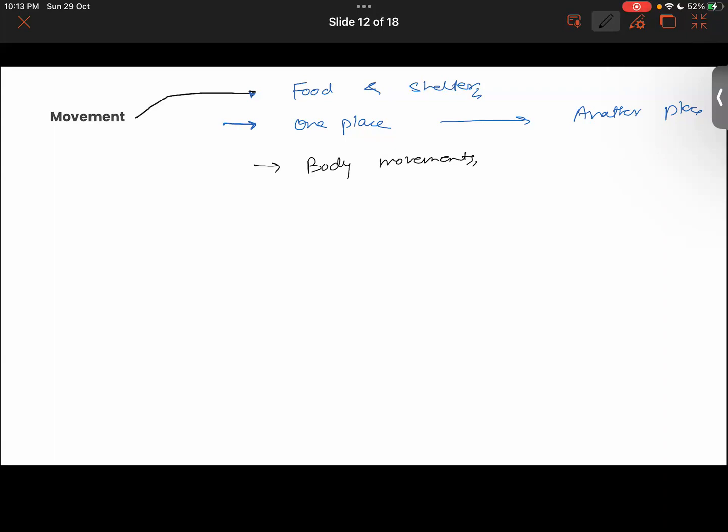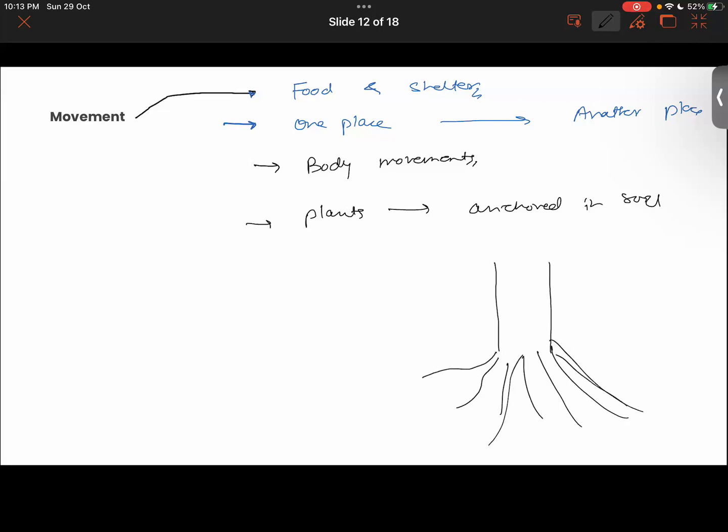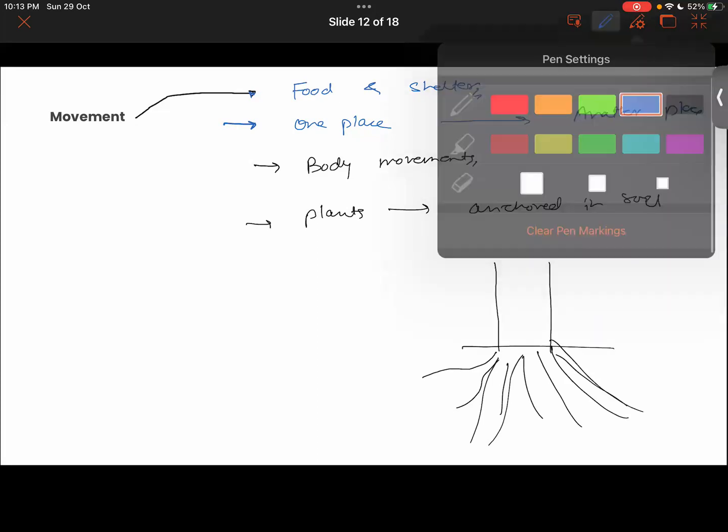Talking about plants, they are generally anchored in the soil. Thereby, they show no movement from one place to another, but still they show upward movement, like the growth of stems, growth of branches. Although the plants themselves do not move, various minerals and water move inside the roots and the stems, right?